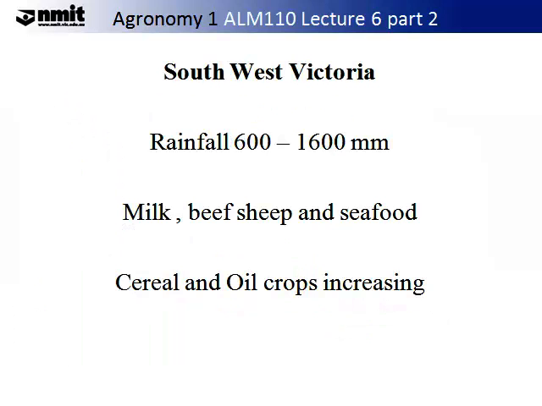The last area we're going to look at is Southwest Victoria. This has significantly more rainfall than the other areas, averaging between 600 and 1,600 a year. Predominantly milk, beef, sheep and seafood are the agricultural industries. Cereal and oil crops are increasing.